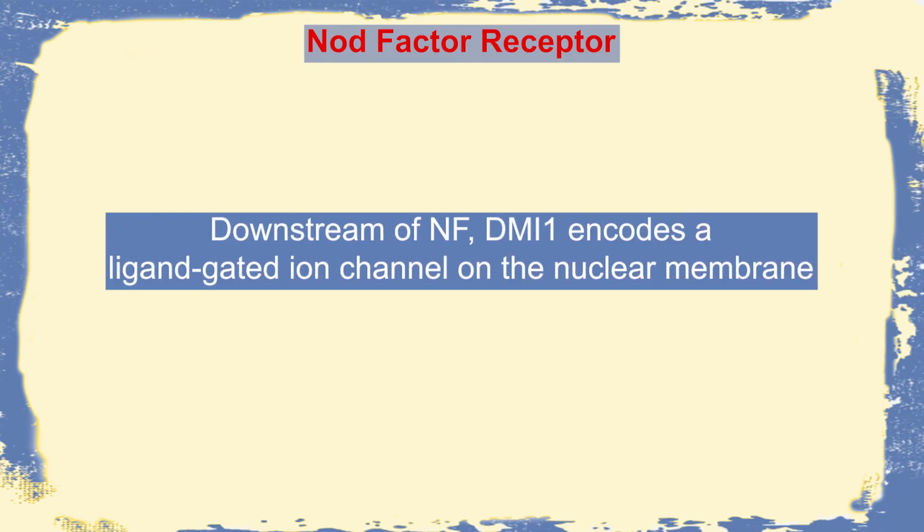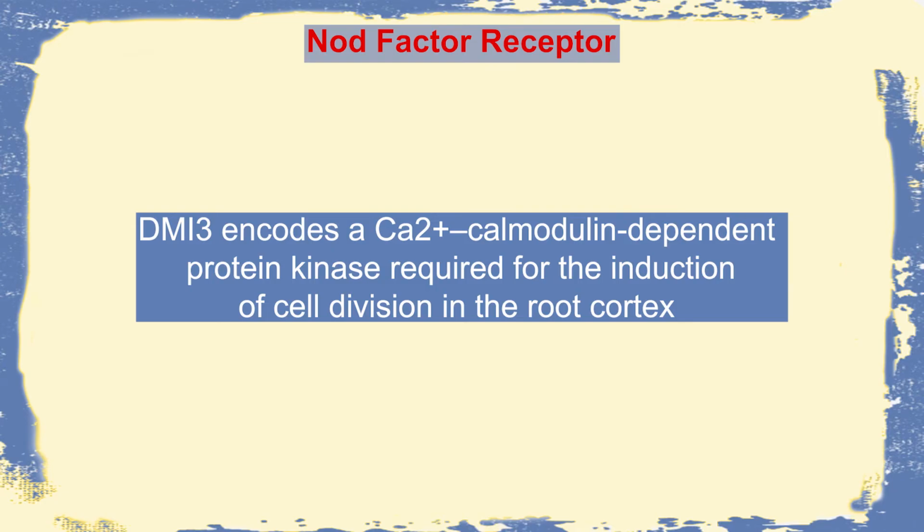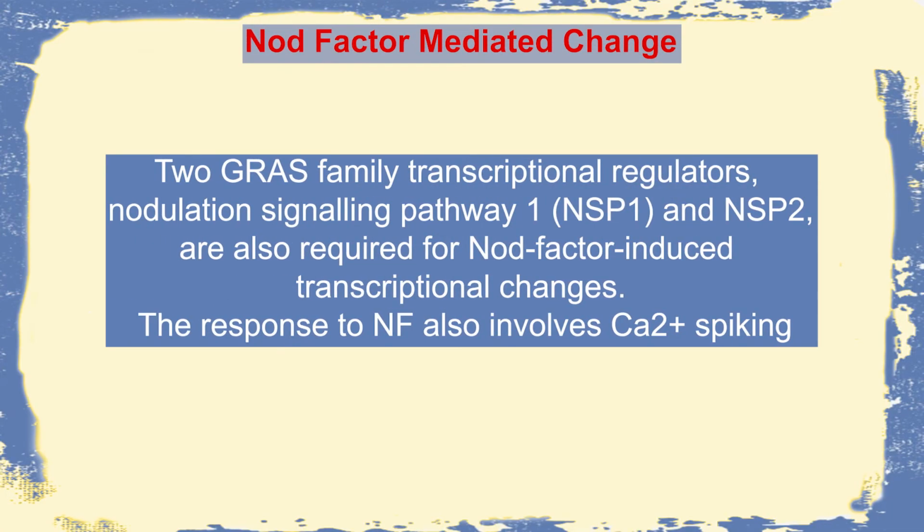But in the downstream there is another one, which is DMI1 present on the surface of the nucleus, and this DMI1 is activated because of the Nod factor reception, and it helps in calcium ion spike, and the spiking of this calcium ion will bind with calmodulin, and there will be activation of a specific calmodulin dependent protein kinase, and this will activate two GRAS family transcriptional regulators called NSP1 and NSP2, and that finally will bring about the Nod factor mediated transcriptional change, which will set the stage for nitrogen fixation.